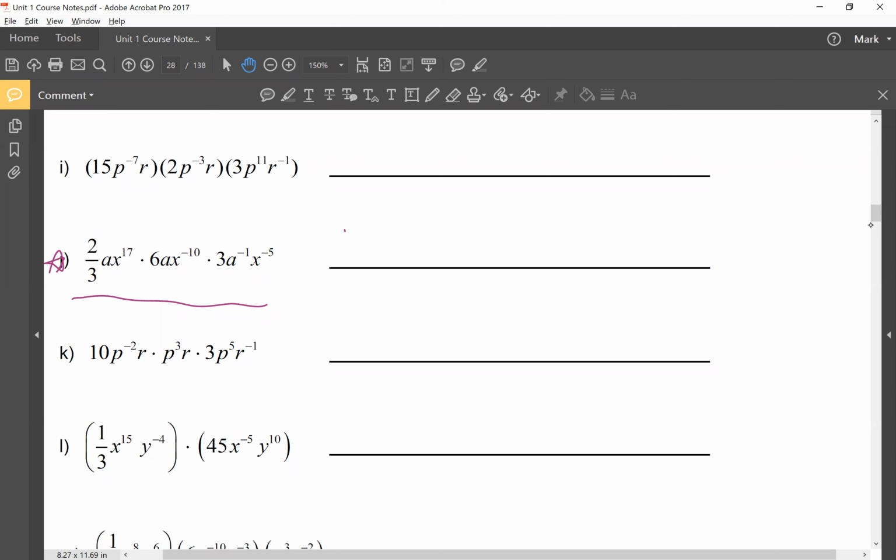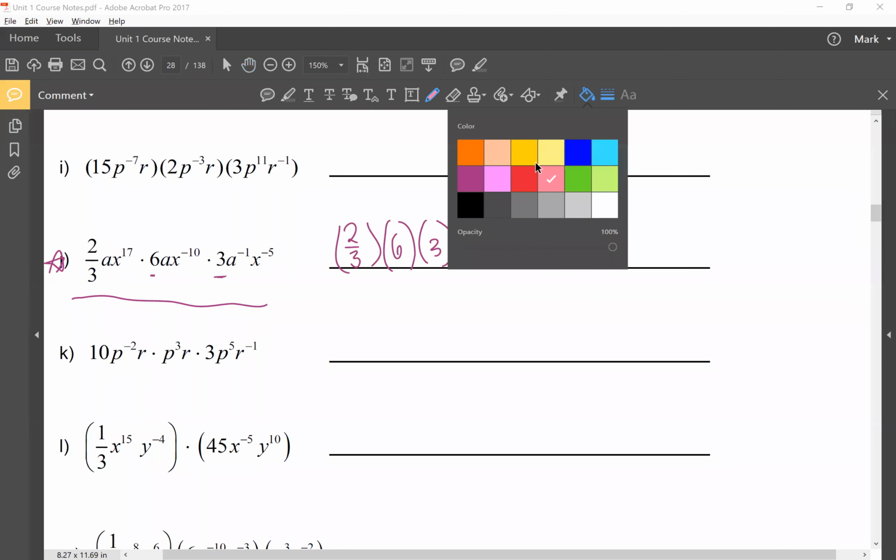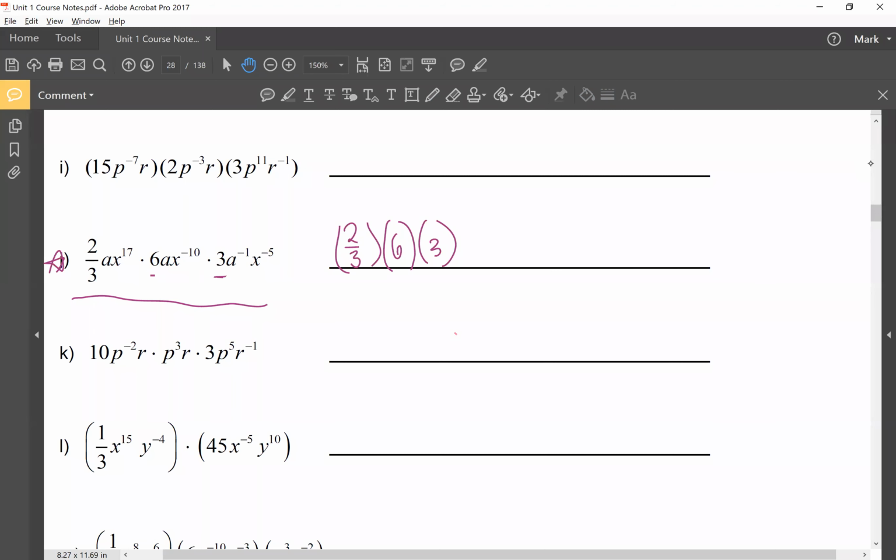So, I have 2/3 multiplied by 6 multiplied by 3, right? I'm just grouping my numbers. Well, what about my A? For A, I have 1A, another A, and then I have A to the -1. So that's 1, 1, and -1. These A's, because there's only one of them, we would just say 1.